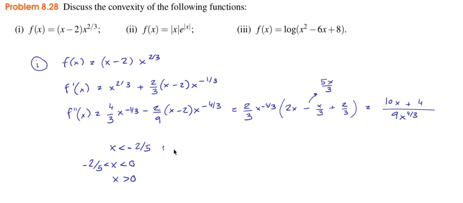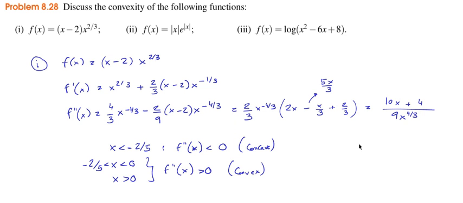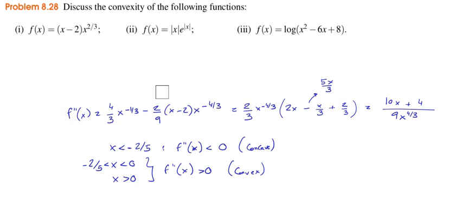So if x is smaller than minus 2/5, then the second derivative is negative, so the function is concave there. And if x is between these two, the second derivative is going to be greater than 0, so the function is convex. I wanted to separate at 0 because at 0 this is not defined, so it could be the case that on either side of the asymptote it would have a different sign, but in this case it's not the case. So the function is concave if x is smaller than minus 2/5, and convex if x is greater than minus 2/5.